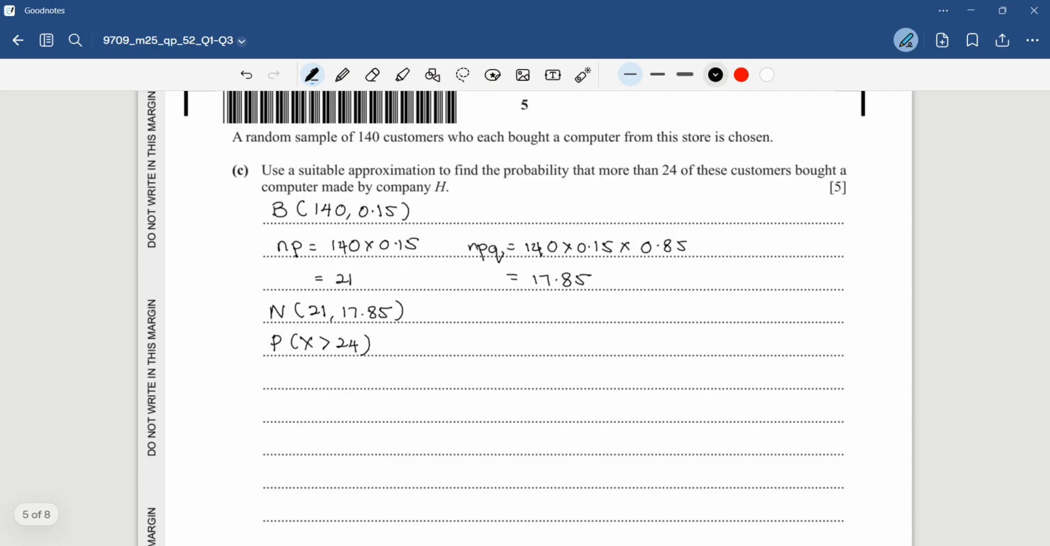And please take note, when you do the approximation, we need to do the continuity correction. Since 24 is here and they ask for more than 24, it is not including 24, so we will put plus 0.5. So it's going to be x more than 24 plus 0.5, so it's going to be x more than or equal to 24.5.